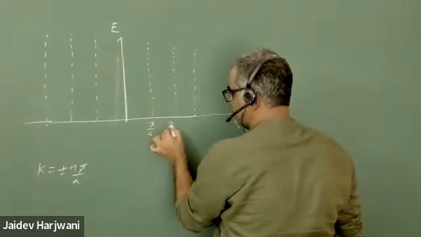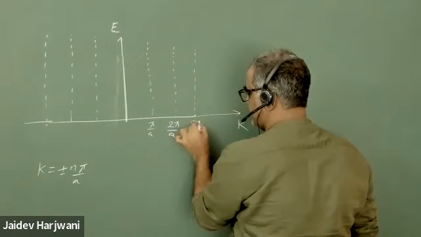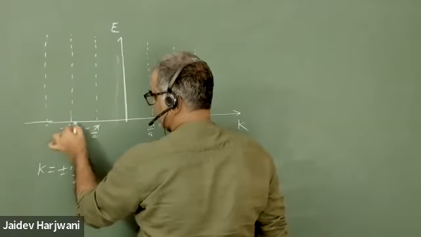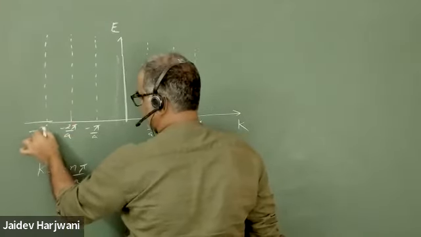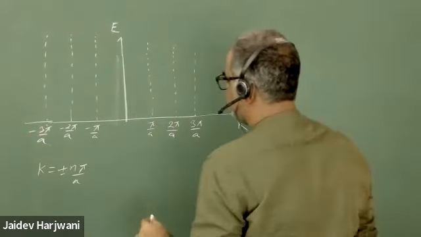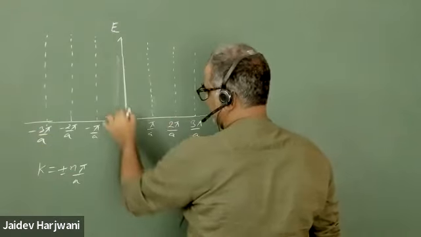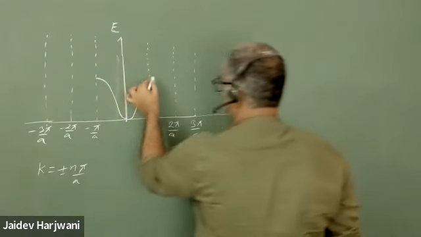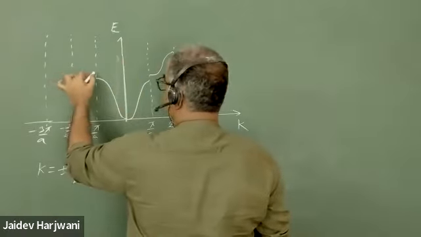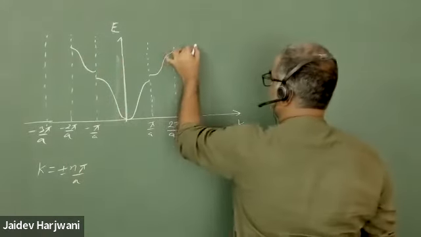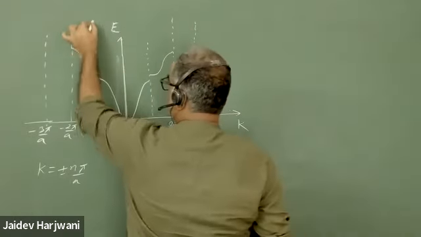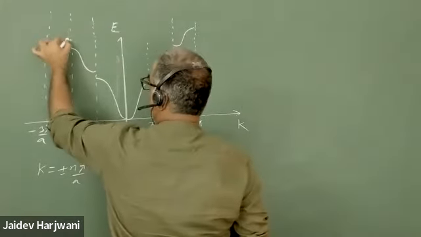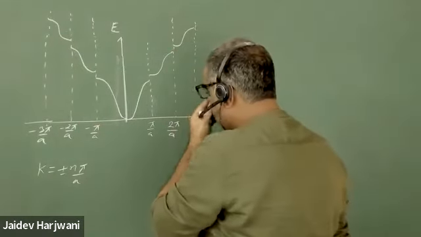This is pi by a, this is 2 pi by a, this is 3 pi by a, and this is minus pi by a, minus 2 pi by a, and minus 3 pi by a. And we have seen the graph. I'm starting now here. So we have seen this graph was like this, and then it just moves like this, and then we go further, and then it goes like this and goes like this. Okay, so this is the E-K graph.